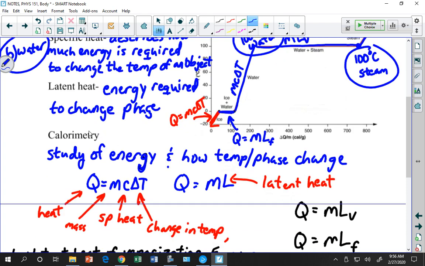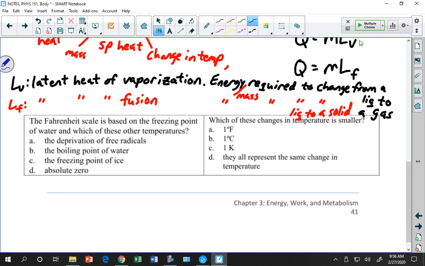Okay, let's do a few questions. From old tests, we'll do the one on the left here. Fahrenheit scale is based on what?